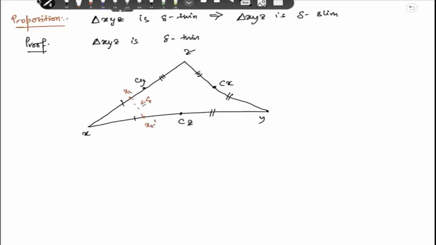And now you want to prove that the triangle is delta slim. So let us take some point. Let P belong to xy. Here xy means the geodesic joining X and Y. So this will be equal to the union of these two geodesics.